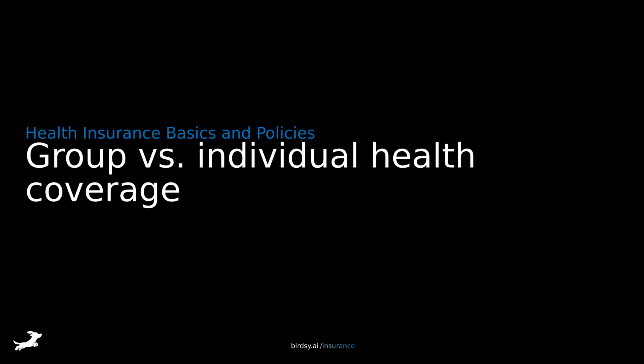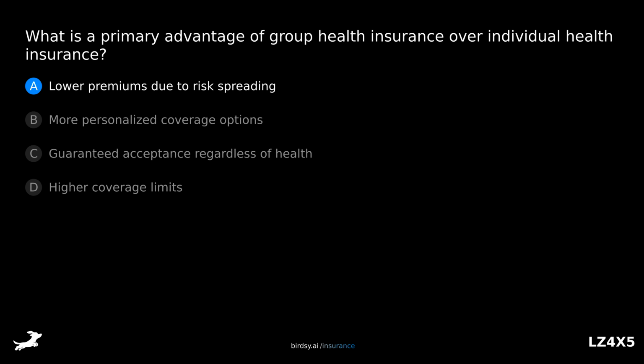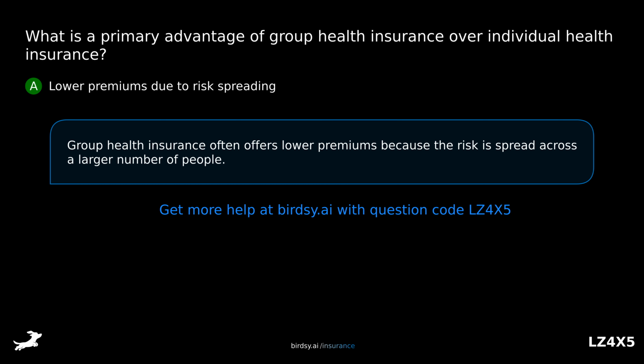Group versus individual health coverage. What is a primary advantage of group health insurance over individual health insurance? Is it A, lower premiums due to risk spreading, B, more personalized coverage options, C, guaranteed acceptance regardless of health, or D, higher coverage limits? The answer is A, lower premiums due to risk spreading. Group health insurance often offers lower premiums because the risk is spread across a larger number of people.